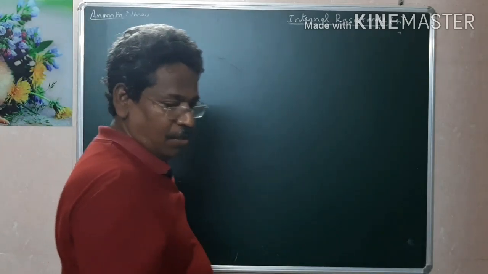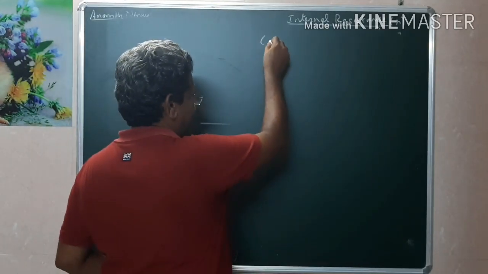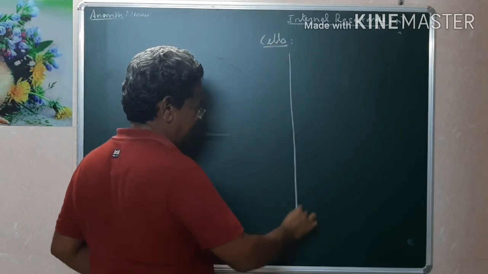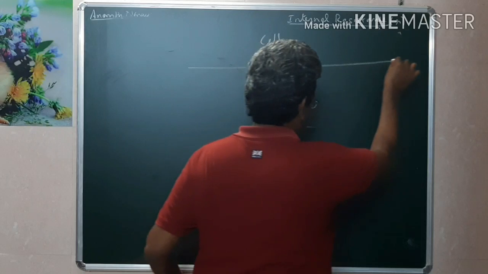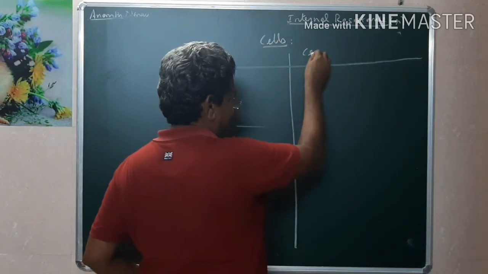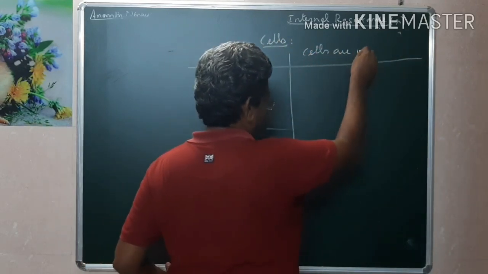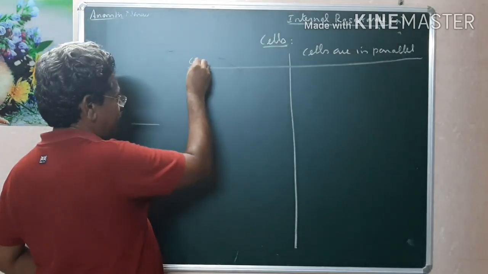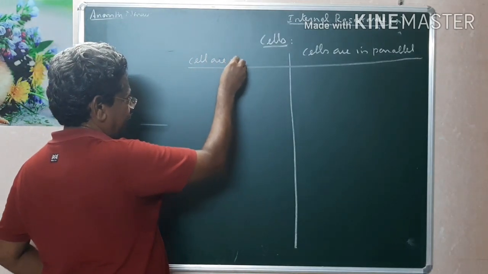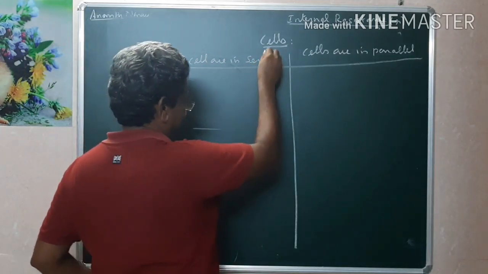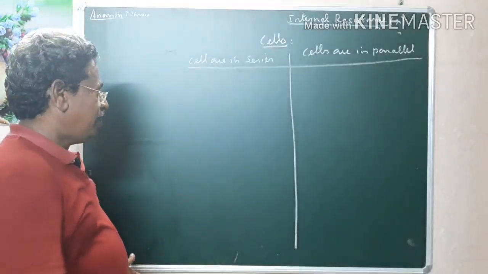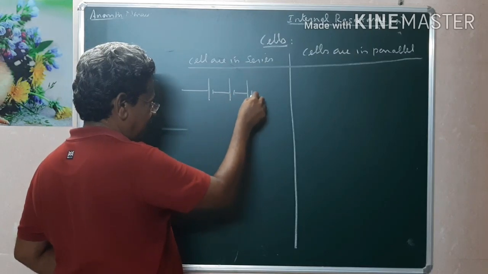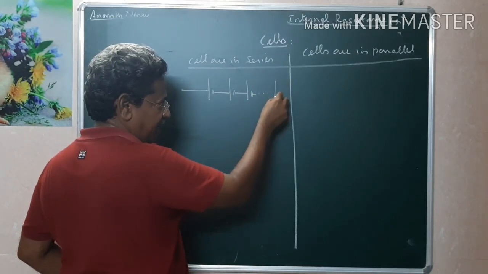Okay. So let us see what will happen when the cells are connected in series and parallel. For our convenience, I am dividing this into 2 parts: the cells in parallel, and here, the cells in series. You know that when the cells are connected in series, it means positive terminal with the negative terminal, positive with negative, positive with negative. Likewise, you can go for N.